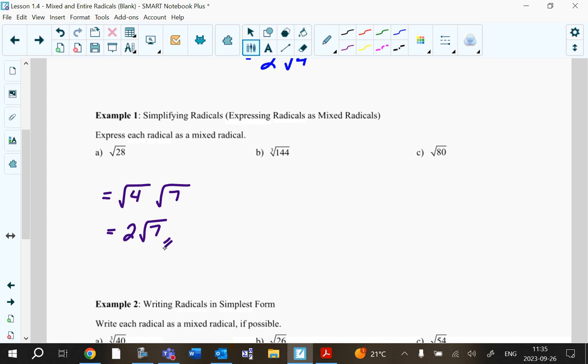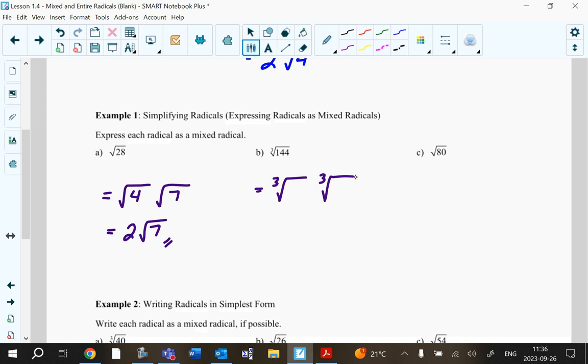This one, you've got to change your thinking. You're not breaking it down to square roots. You're breaking it down to cube roots, where we have to find the highest perfect cube that goes into 144. Don't be afraid to use a calculator to help you. 36 goes in, but it's not a perfect cube. 12 doesn't go in, or it's not a perfect cube.